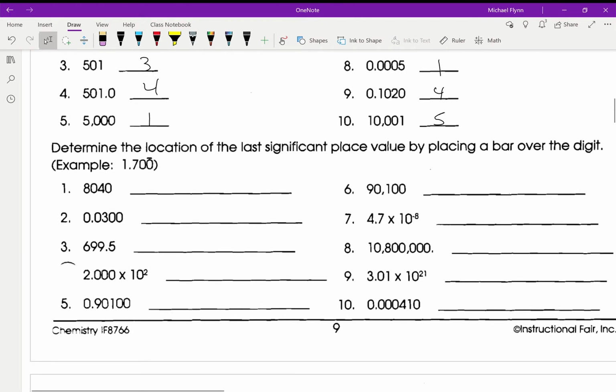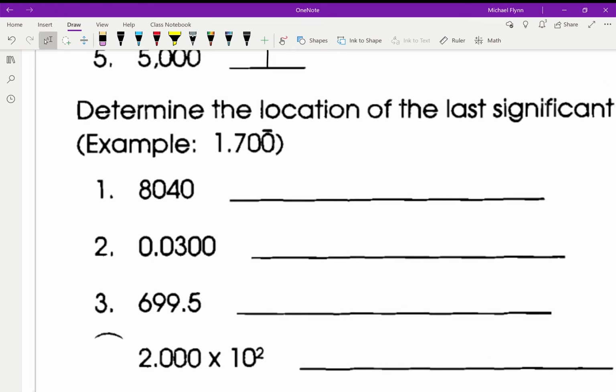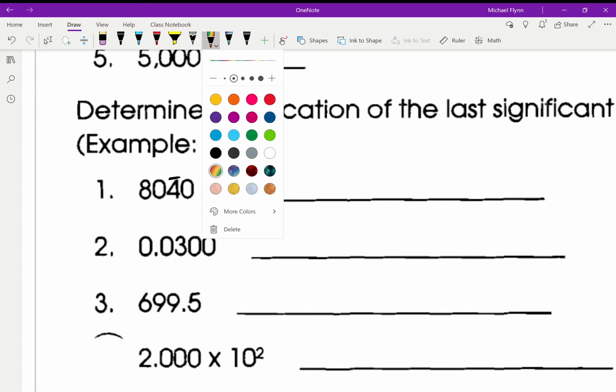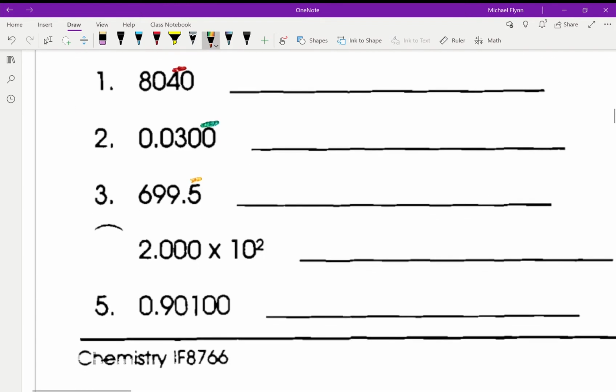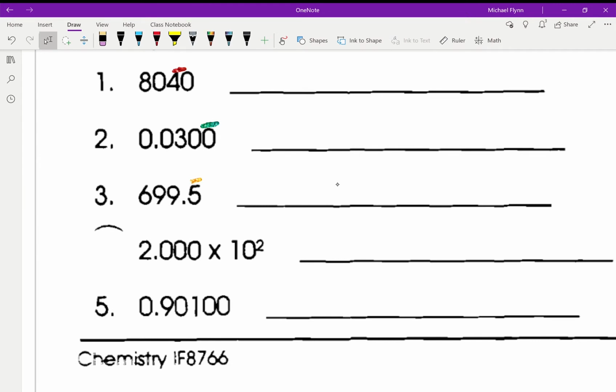Now determine the location of the last significant digit by placing a bar over the last digit. All right, so I'll use my rainbow color. That's the last significant digit in this. Oh, it's not working for some reason. In this case, it's this number. Here, I'll fix that. Oh, there we go. All right, this one. Scientific notation, all the digits count.